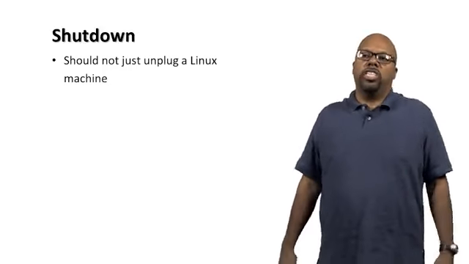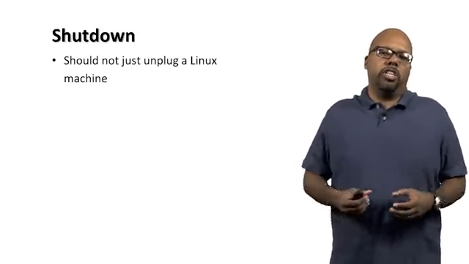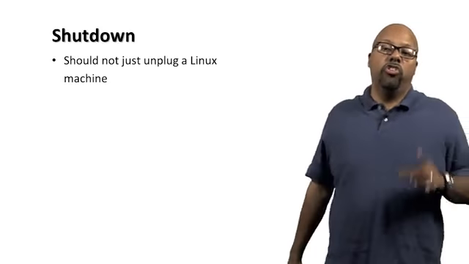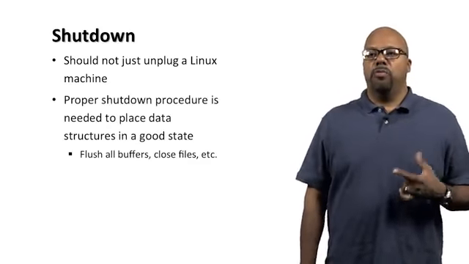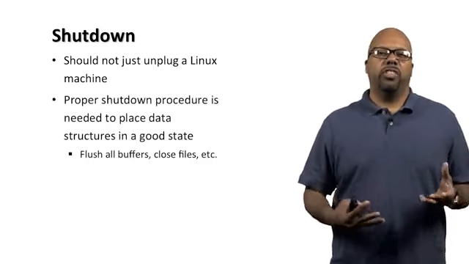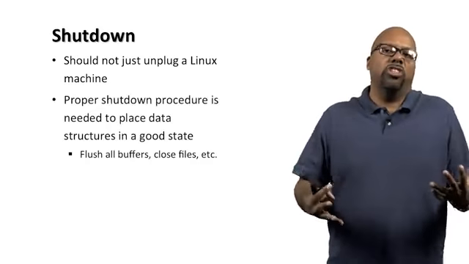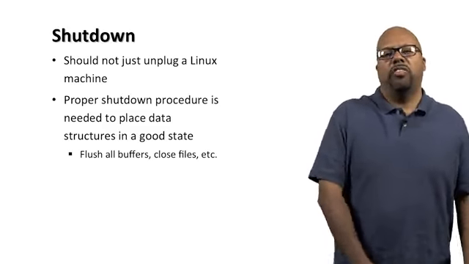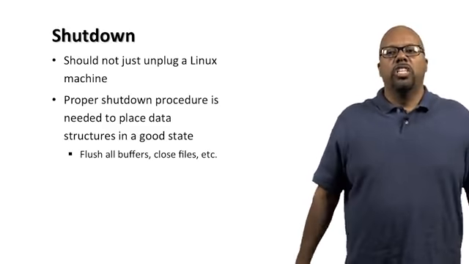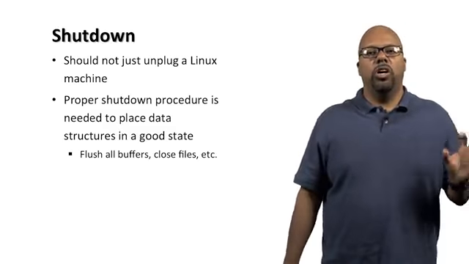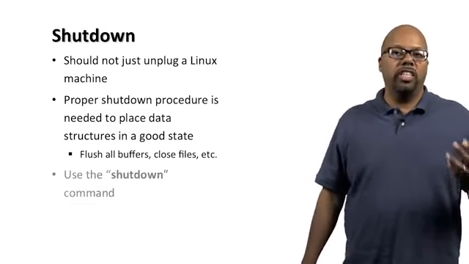So kill's useful. Shutdown's another command that you should use. Basically, whenever you have a Linux box, you shouldn't just unplug it all of a sudden. You should shut it down properly. Proper shutdown procedures need to maintain certain data structures in the operating system, flush buffers, close files, things like this. So you don't just unplug a Linux machine, you shut it down.